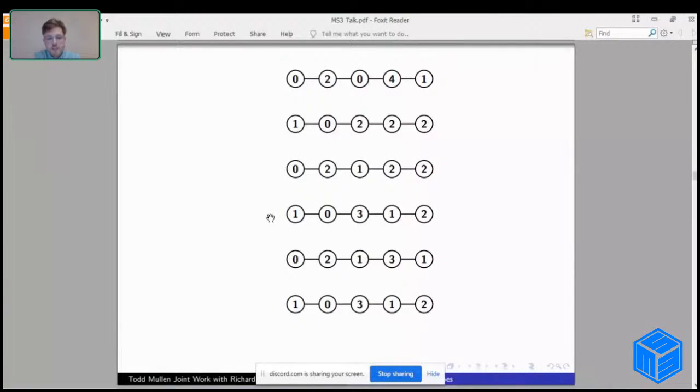And what you'll notice is 1, 0, 3, 1, 2, this 4th one down, it is actually repeated. It is also the 6th one down. So if we were to continue playing this game, we would get just this flipping back and forth of 1, 0, 3, 1, 2, and 0, 2, 1, 3, 1.